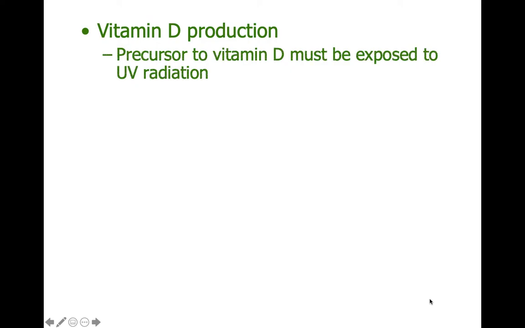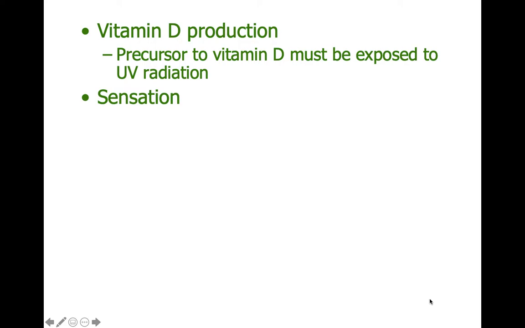The precursor molecule to vitamin D must be exposed to ultraviolet radiation. Well, first off, what is a precursor molecule? Precursor is simply the molecule that you need to have in order to be able to make vitamin D. So in order to make vitamin D, this pre-molecule has to be exposed to sunlight in order for it to be converted into vitamin D, which your body needs for good bone health.